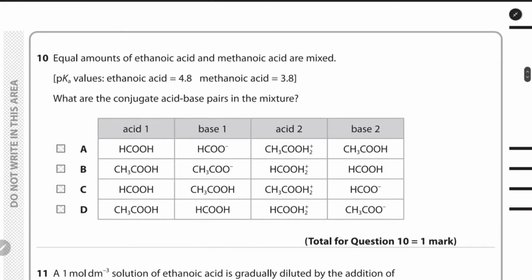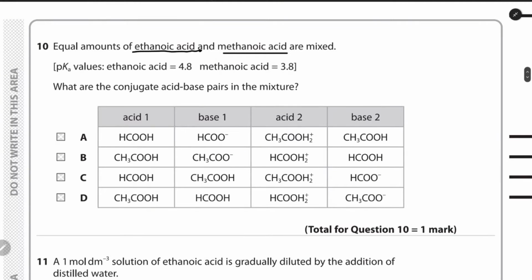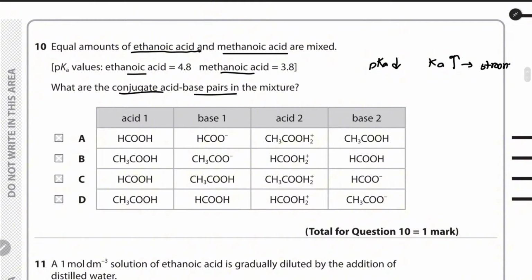Now for question 10, we are told that equal amounts of ethanoic acid and methanoic acid are mixed. We have to find the conjugate acid and base. Now between ethanoic acid and methanoic acid, the one with the lower pKa value is the stronger acid. If the pKa is smaller, the value of Ka is larger. So the smaller the pKa value, the larger the acid dissociation constant, and the larger the acid dissociation constant, the stronger the acid. So methanoic acid is the stronger acid.